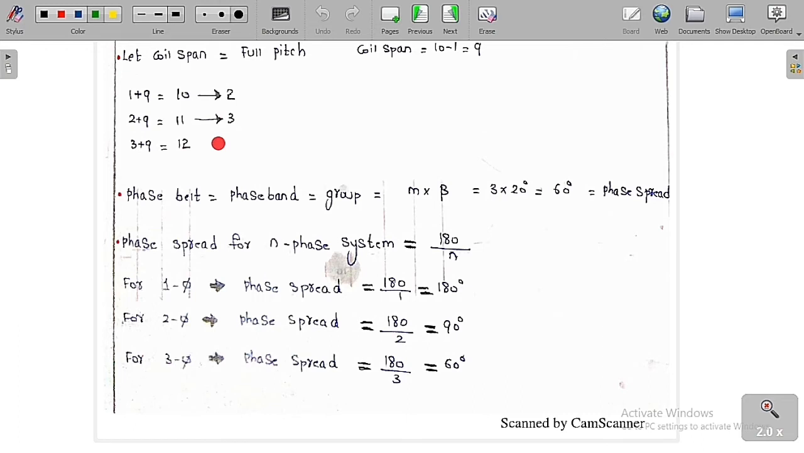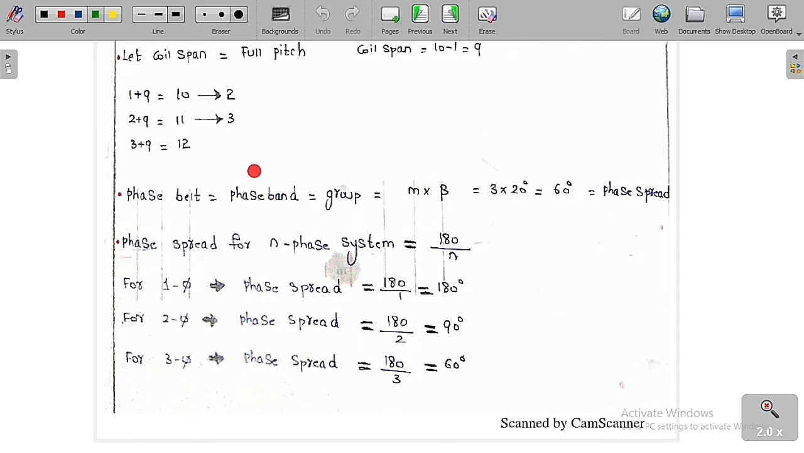So therefore, you are going to get this type of connection, called the full pitch winding. Simply because the coil span is equal to pole pitch, it is said to be a full pitch winding. So you have to connect the connector in slot 1 plus 9 is equal to 10, means you connect slot 1 to slot 10, and then slot 10 to slot 2. Again slot 2 to slot 11, again slot 11 to slot 3, again slot 3 to slot 12. So this is the manner you have to do the connection.